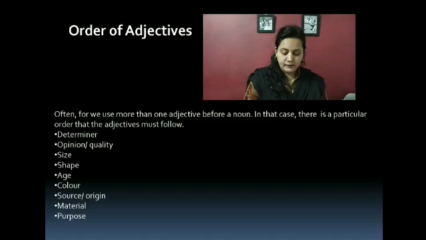For example, for opinion you can say honest, for size tiny, for shape circular or spherical, then age ancient, color brown, source or origin, like from where it is, what is the origin, like Indian, Chinese. Then material metal, purpose that is sewing, or any other.